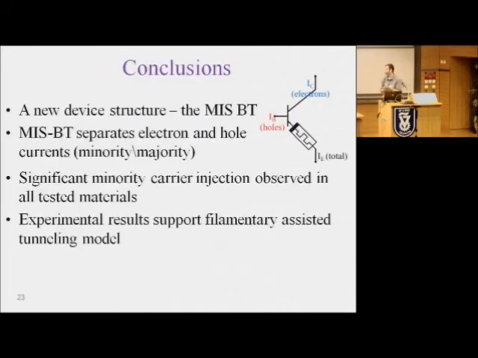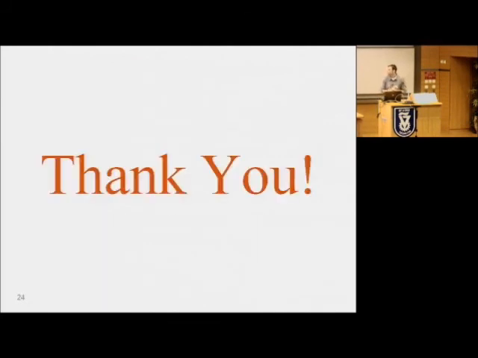So to conclude this talk, I've shown a new device structure, the Metal-Insulator Semiconductor Bipolar Transistor, which separates minority and majority carrier currents. We have tested 3 different resistive switching materials, and all materials showed a very significant injection of minority carriers. So our experimental results support the filament-assisted tunneling model. Thank you for listening.